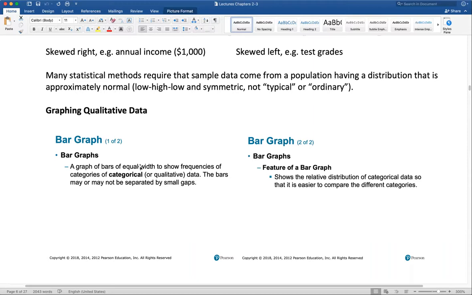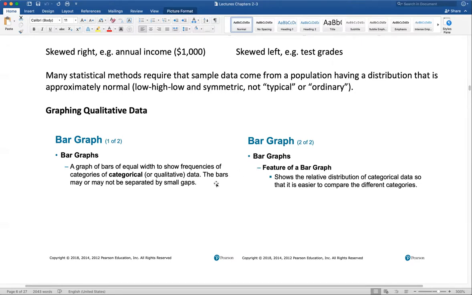but for each bar, the width of the bar doesn't represent a class, but just the label of the categorical data value. Okay, so it's a graph of bars of equal width to show frequencies of categories of categorical, qualitative data. In the vertical bar graph, the height of the bar represents the frequency of the categorical data value. Okay, and the width doesn't represent the class. Okay, lower limit, upper limit, there are no such values.